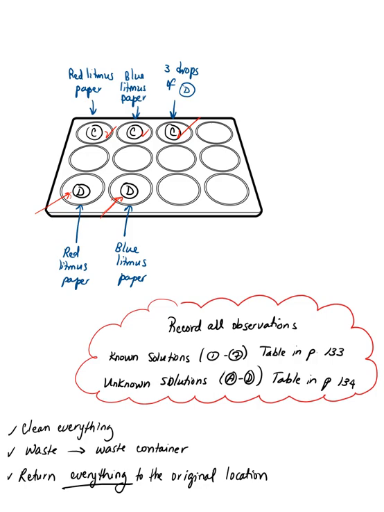You have all of your observations, your known solutions 1 through 7, and all of the spot plates that you prepare with your known solutions. You need to copy your observations in the table that you have in page 133. And then for your unknown solutions, you have a similar smaller table in page 134. Okay? And in that table, you're going to copy your observations. Clean everything. Now you can transfer the waste that you have in your beaker into the waste container. Okay? And clean your beaker with soap and water, and you can return everything to the original location.